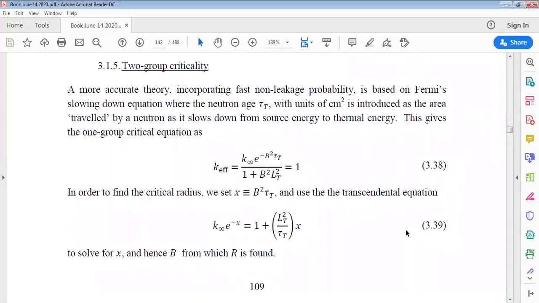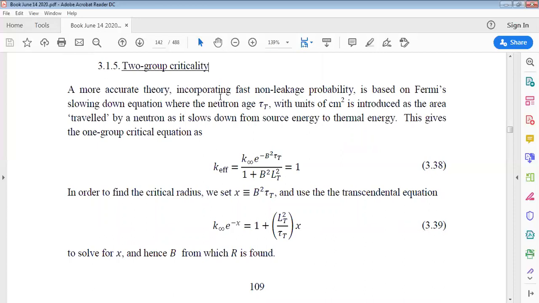Now let's come to two-group criticality. Now two-group criticality means to design a system that is critical, which can self-sustain a nuclear fission reaction based on two groups. So the one group theory was not very useful. So either you can use a modified one group theory or a two group theory for criticality calculations. So let's come to practical things.